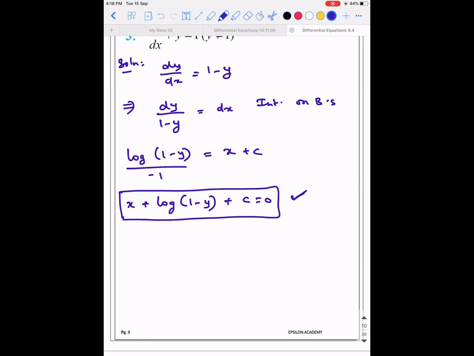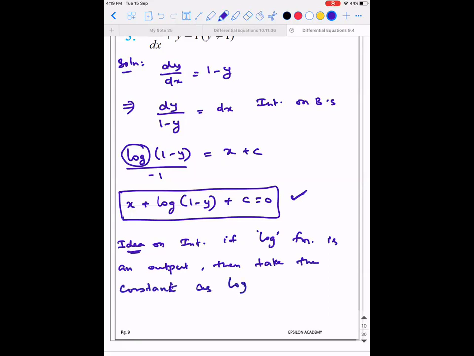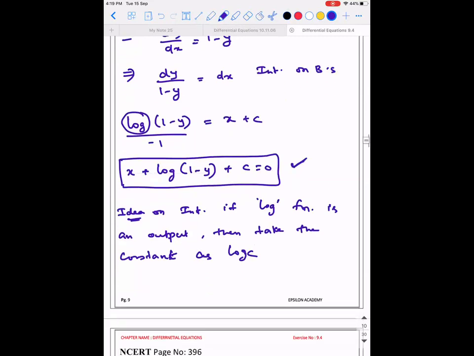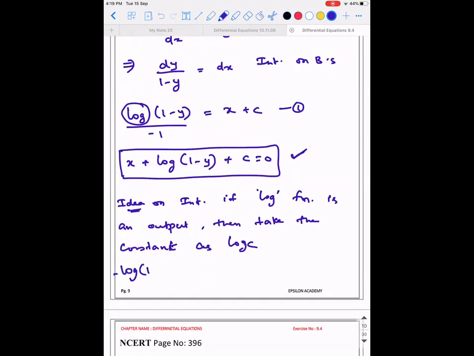What we need to do is observe. The idea is, on integrating, sometimes you have a logarithmic function getting generated. If a log function is an output, then take the constant as log c. If you do this, then what will happen? So minus log of 1 minus y will be equal to x plus log c.